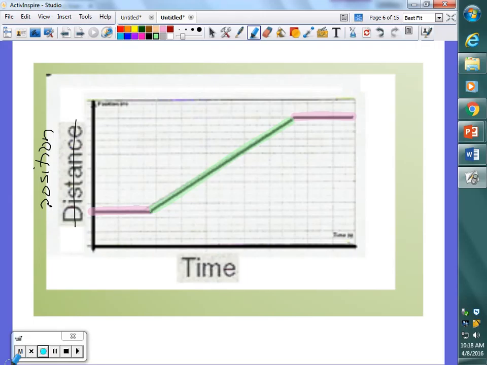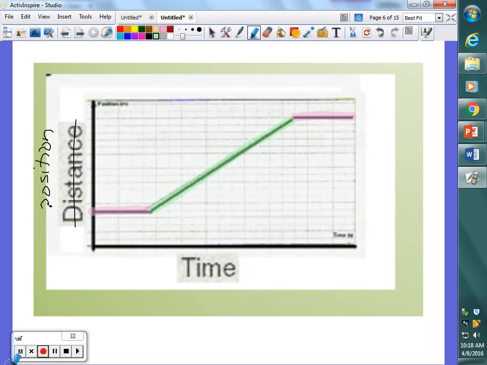There's a slope. What do you see about that slope? Is the slope increasing? The slope is remaining constant. So how would we describe the motion during that section? It's moving at the same velocity, right? There's a reason why I correct you, Maddie. I'm going to show you in a little bit, okay?